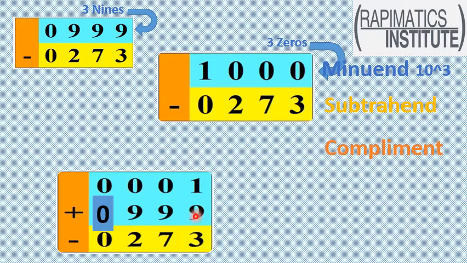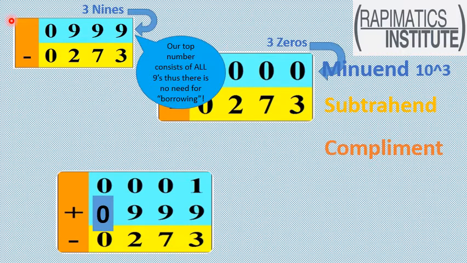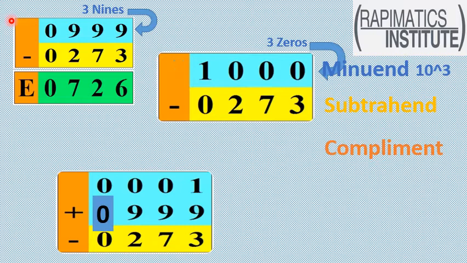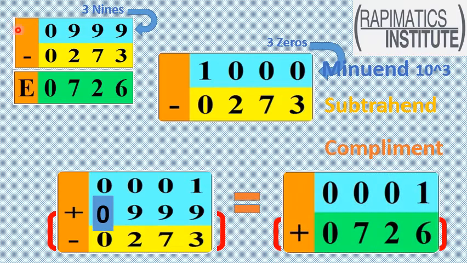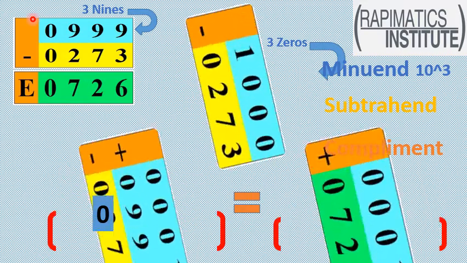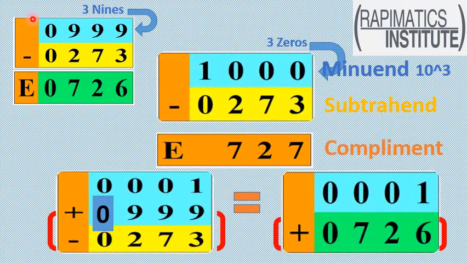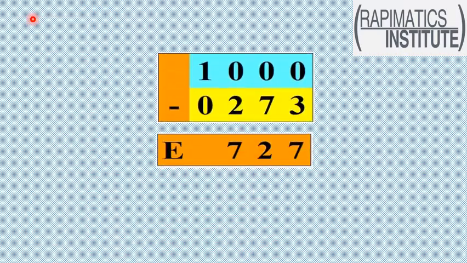Now we're going to solve this operation of 999 minus 273 up here first. Because our top number consists of all 9s, there's no need to borrow in our subtraction. So our answer becomes easy. Now these two pieces, this green and this yellow and the blue, are equivalent to each other. So we're going to make a substitution, substituting this blue and yellow piece right here for this green piece. These are equivalent, which means that all 3 of these sections right here are equivalent to each other. They're all equal to this answer here.